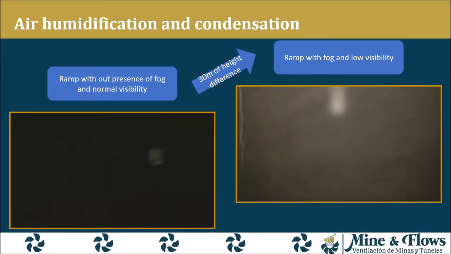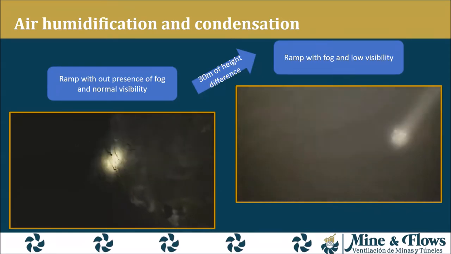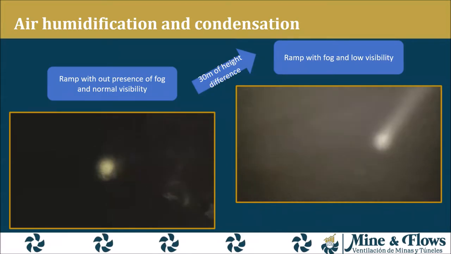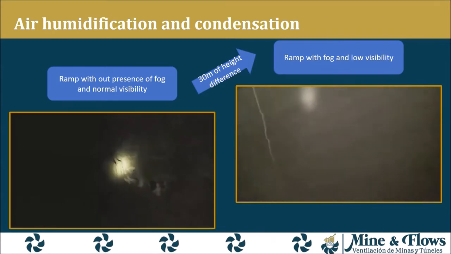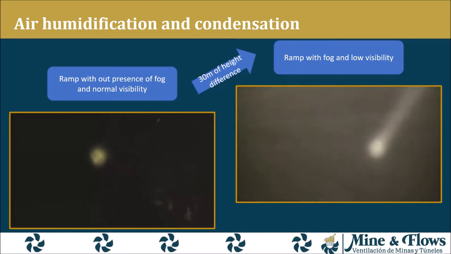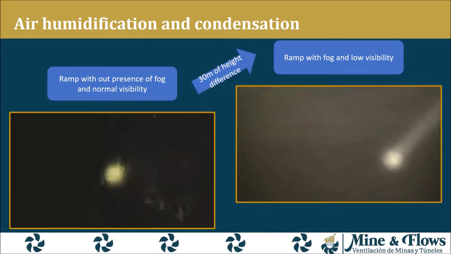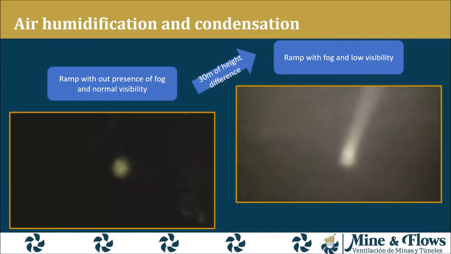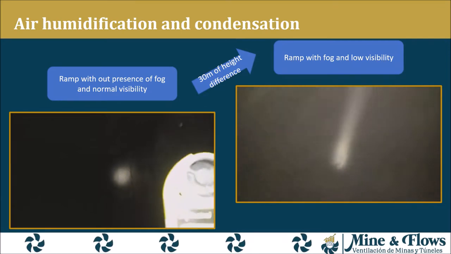As we saw in the last slide, the variation of the barometric pressure generates a significant variation of the air density. Inside a mine, this effect can also be observed, especially in mines with depths greater than 500 meters. We can observe the effect of the decompression of the air, which generates the condensation of the humidity contained in the air, and the generation of mist inside the mine.